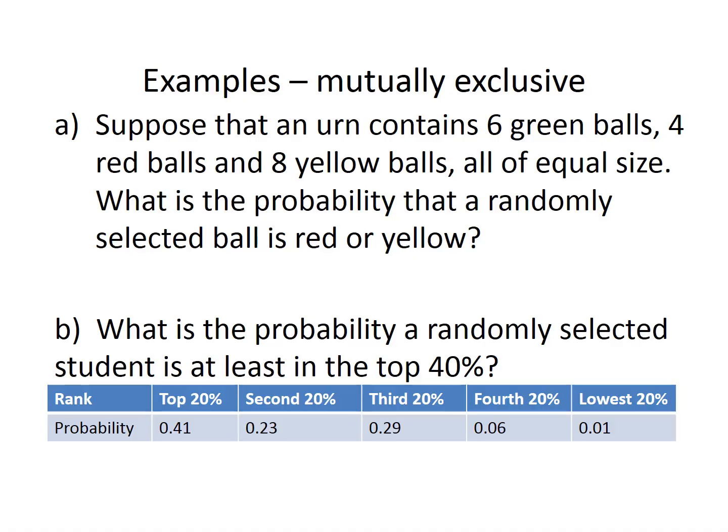So these first two look like they will be mutually exclusive. Suppose that an urn contains 6 green balls, 4 red balls, and 8 yellow balls, all of equal size. What is the probability that a randomly selected ball is red or yellow? They can't be both, right? So you don't have to worry about double counting because a ball can't be red and yellow. So we just add them up. Or means, of course, to add.